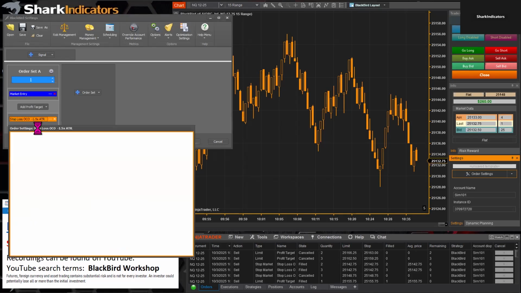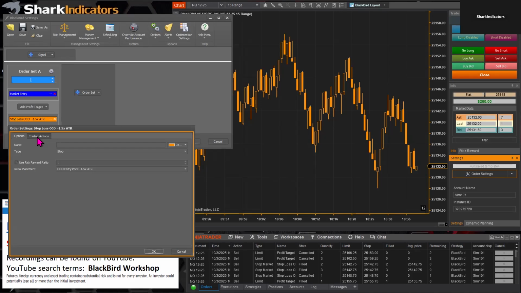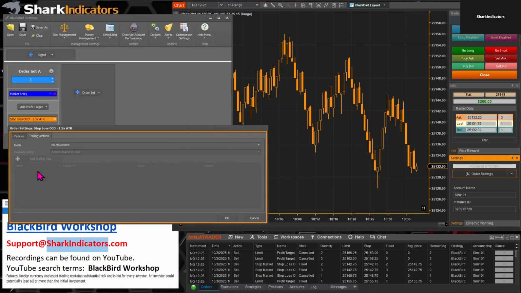All right, so both of these conditions, the flatten trade condition and the move to break even condition, can be implemented in the trailing actions rule. That's exactly why this trailing actions exists here. So we're going to make those into trailing rules. First thing, let's change the mode to custom. That enables the trailing rules. And then let's add a trailing rule here.